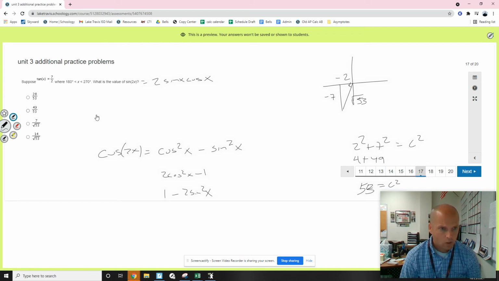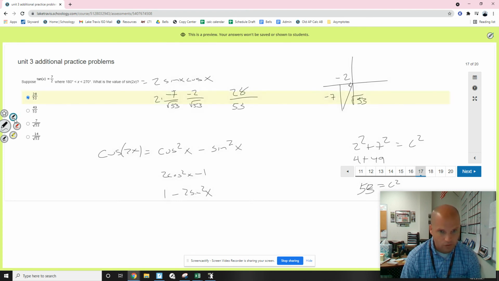Okay. So sine is negative 7 over root 53. It actually works out. Cosine is negative 2 over root 53. 4 times 7 is 28. Root 53 times root 53 is 53. 28 over 53. Boom. Okay.